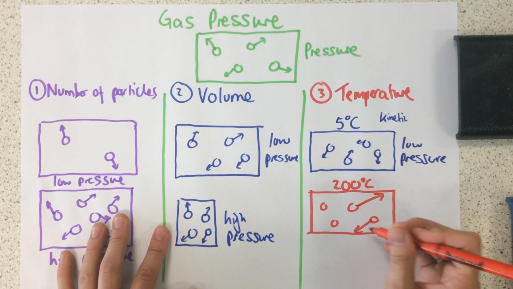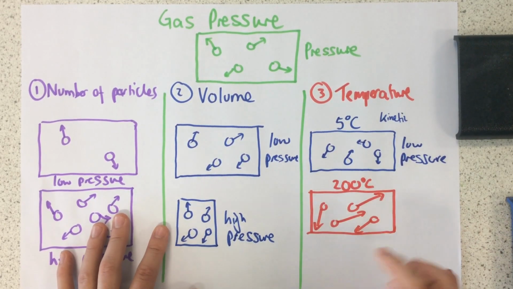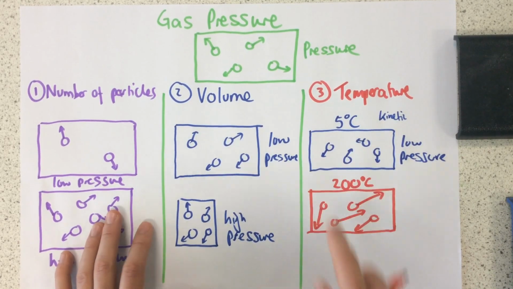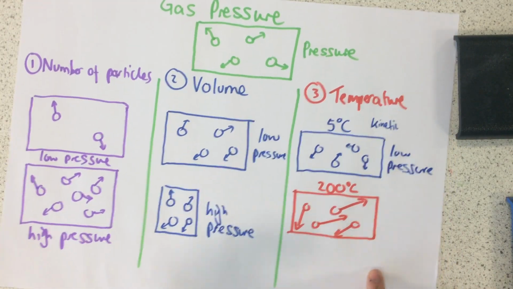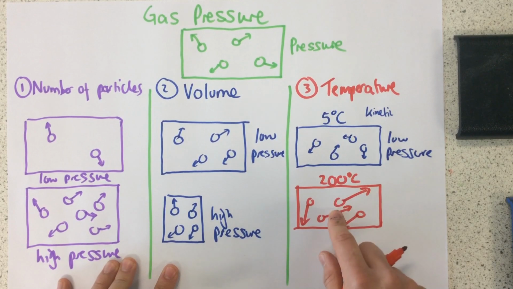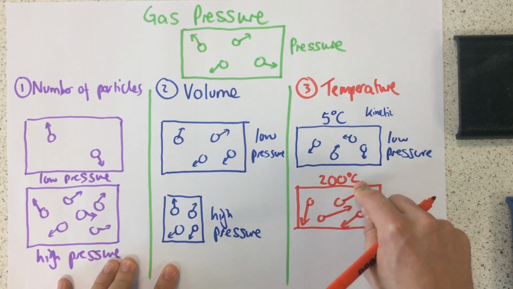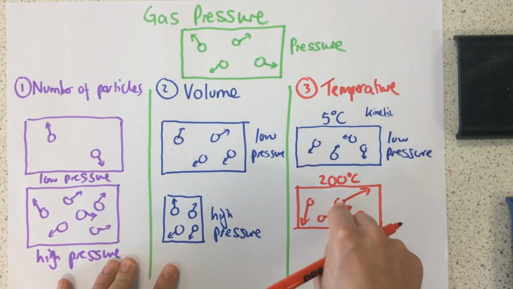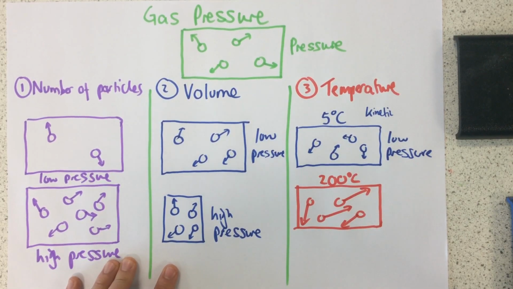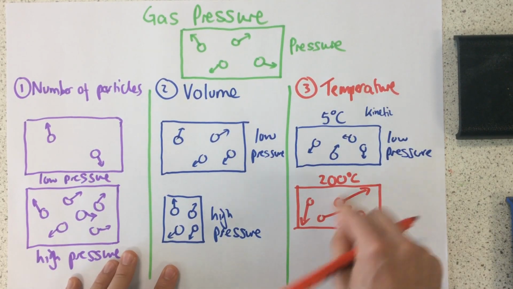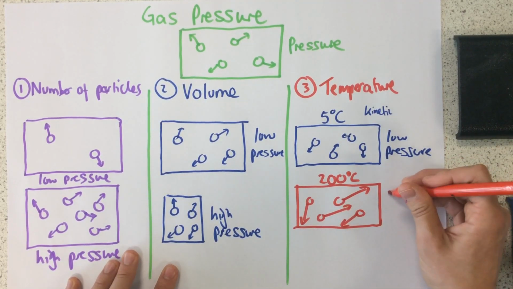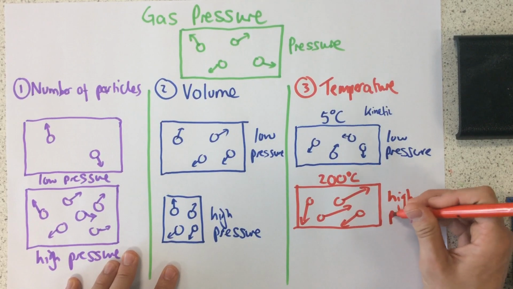Now, imagine this. We heat this up to 200 degrees Celsius. These particles are going to have much, much more kinetic energy now. So even though we've got the same volume and the same number of particles, the force that they're colliding with the inside of this container is much greater than this one here. Also, it will be more frequent as well because they're moving faster. So these 2 factors result in having high pressure.